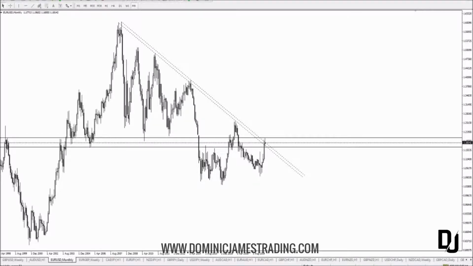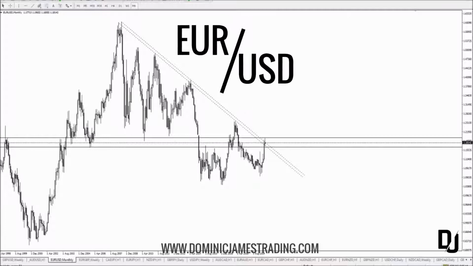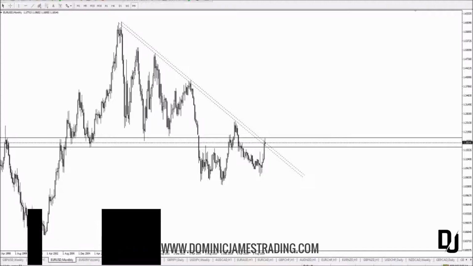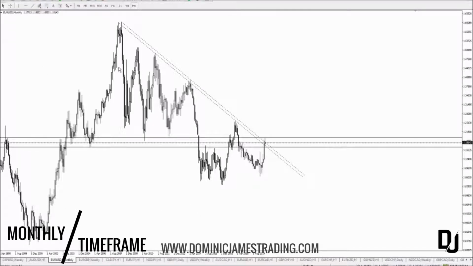Going to cover EURUSD, Pound USD, Dollar CAD and Dollar Yen. Firstly, going to start off with EURUSD. This is a monthly chart. I'm going to go over the higher time frame levels and zones that I'm looking at.